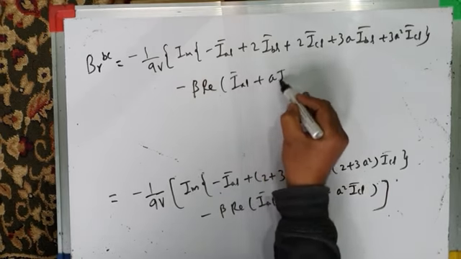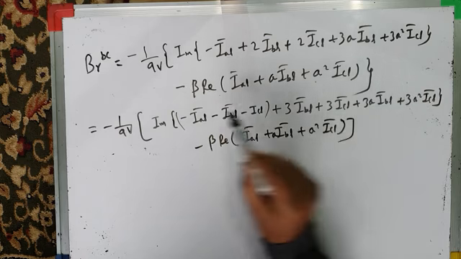This can further be simplified as minus 1 by 9V into the imaginary part of, you can write, minus IAL minus IBL minus ICL plus 3 IBL plus 3 ICL, I'll explain it in a moment, plus 3A IBL plus 3A square ICL. That is the imaginary part. Minus beta into the real part of IAL plus A IBL plus A square ICL.